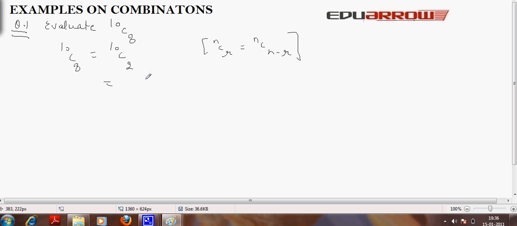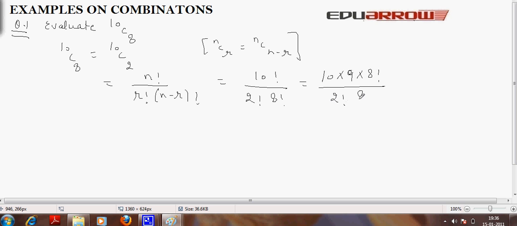Now apply the formula of combination, which is n factorial divided by r factorial into n minus r factorial, which will be equal to 10 factorial over 2 factorial into 8 factorial. So we get 10 into 9 into 8 factorial divided by 2 factorial into 8 factorial. 8 factorial will be cancelled out by 8 factorial, and 2 factorial will be 2, so this is equal to 45. This is the required answer.